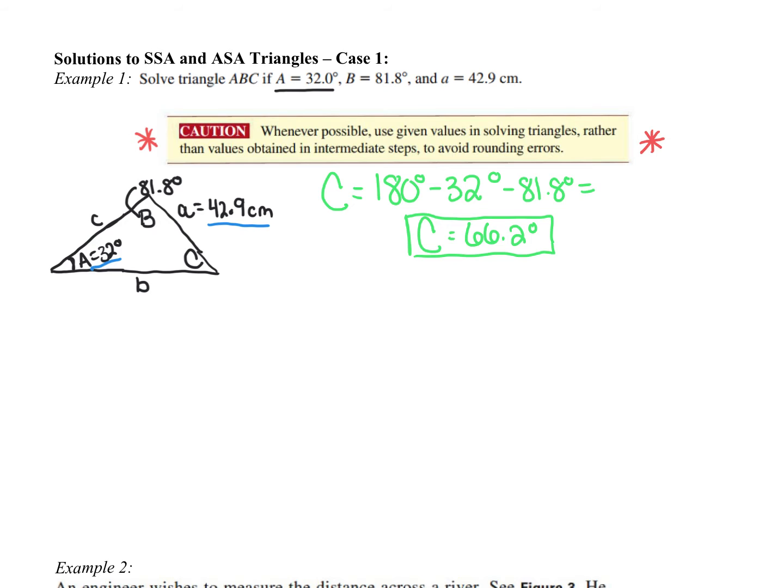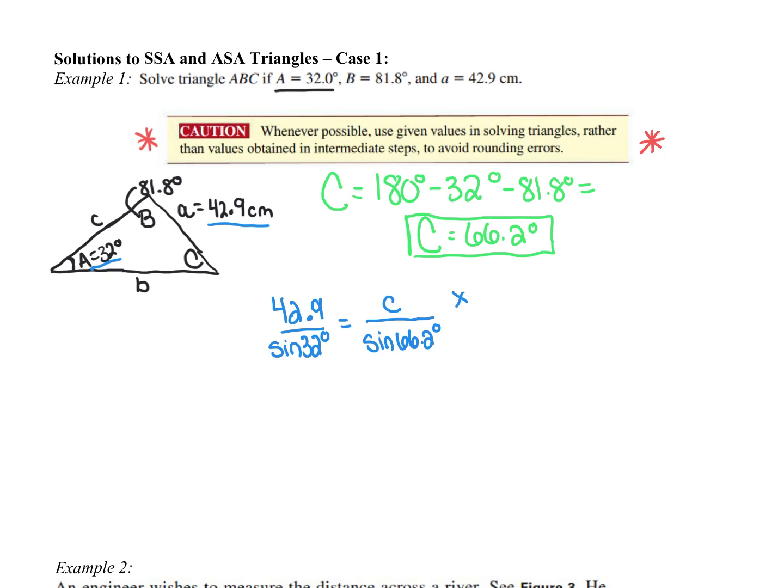And if I'm being completely honest with you, I never learned that it was in the cases of side-side-angle or angle-side-angle. What I did learn was if I have a complete ratio, A and A, B and B, or C and C, that I could use law of sines. I have a complete ratio, definitely using law of sines. So for this one, I'm going to say that 42.9 over sine of 32 degrees is going to equal, I might as well finish off C, so little c over sine of 66.2 degrees.